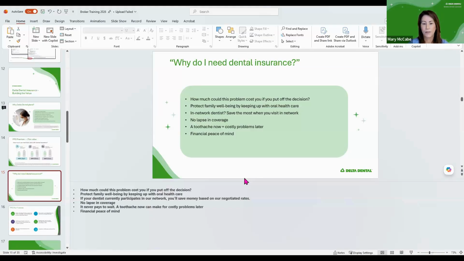You don't want to have a lapse in coverage because a lapse in coverage resets waiting periods. It just can cause a lot of problems, and then if you have a toothache now, it can cost you more later. And then financial peace of mind, because you just saw on the previous slide how much dental insurance can save you. And in a lot of cases, our contracted rate alone, sometimes that savings can pay for their full annual premium, $500-600. So it's like it's not costing them anything, as opposed to just walking into the dentist office without insurance.